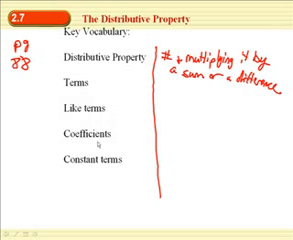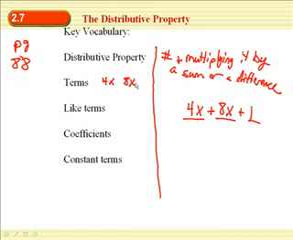Okay, terms, like terms, coefficients, constant terms. I want to show those with an example. Okay, I'm going to write an expression. Now I want to talk about what terms are. Terms are what makes up this expression. There are 1, 2, 3 parts of it. Those are the terms. So the terms are 4x, 8x, and 1.